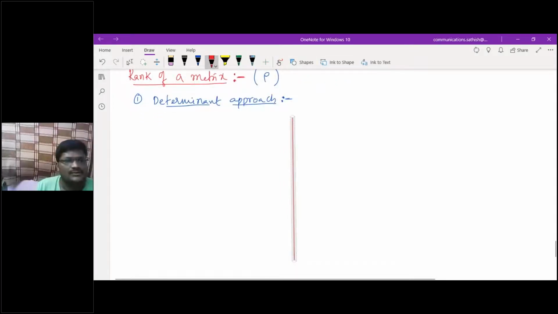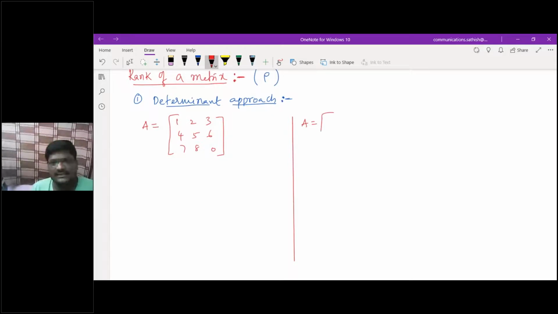Yeah. So here two matrices I'm taking. One is 1, 2, 3, 4, 5, 6, 7, 8, 0. This is one third order matrix. And similarly this side also one third order matrix, which is 1, 2, 3, 4, 5, 6, 7, 8, and 9 I'm taking here.